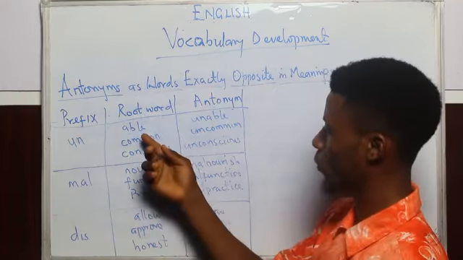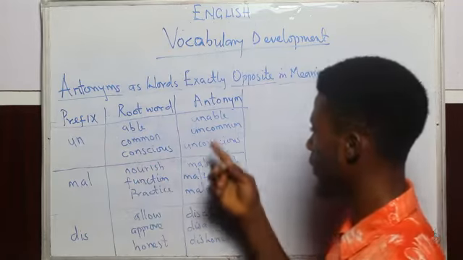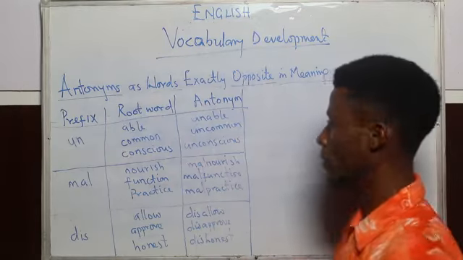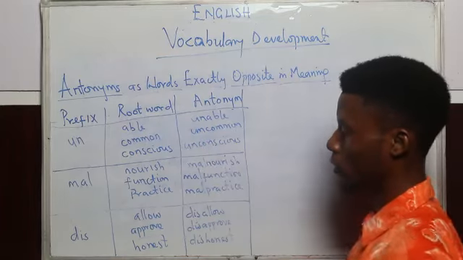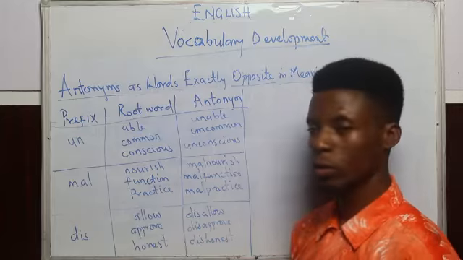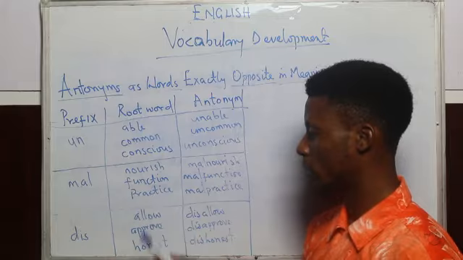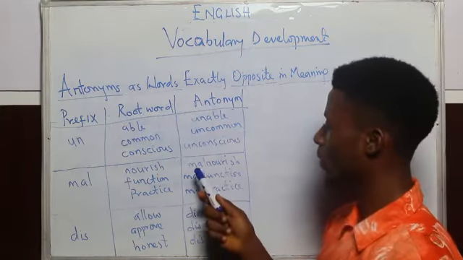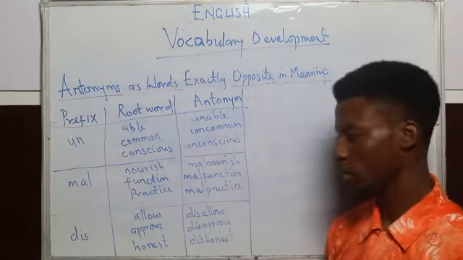The root words we have here are able, common, and conscious, which gives us the direct, exact antonyms: unable, uncommon, unconscious. Here we have mal, with nourish as the root word, function as the root word, and practice. By the addition of these prefixes, we have malnourish, malfunction, malpractice.